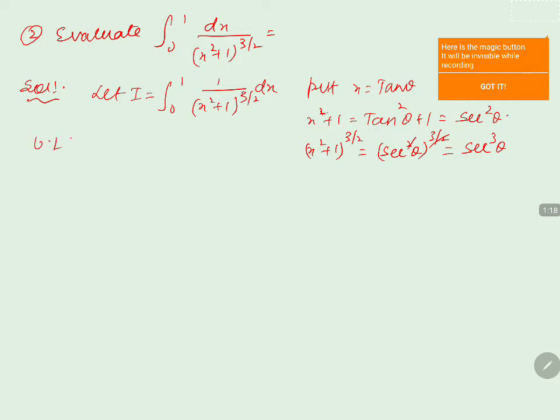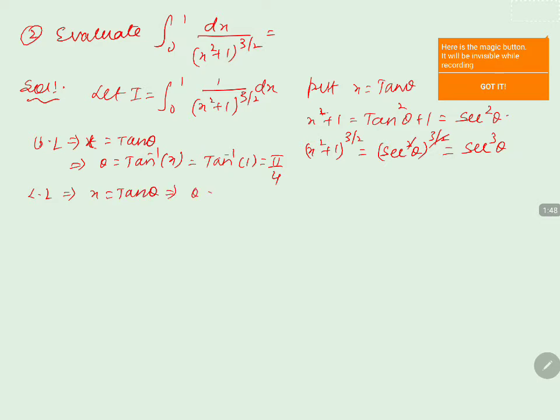Now we will take the upper limit, that is x is equal to tan theta. Then we will write theta is equal to tan inverse of x. In the place of x, we will substitute 1, that is tan inverse of 1. It makes the value as how much? Pi by 4.